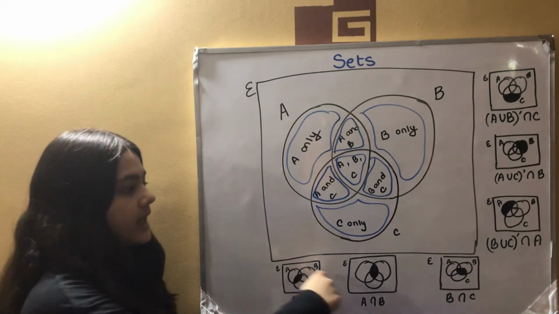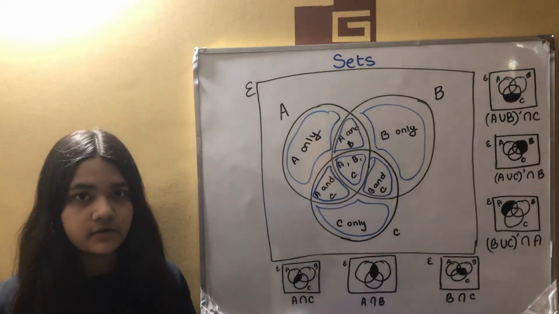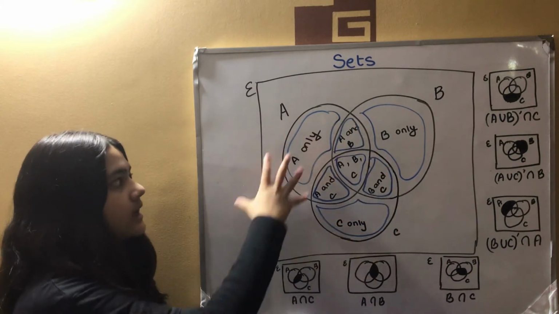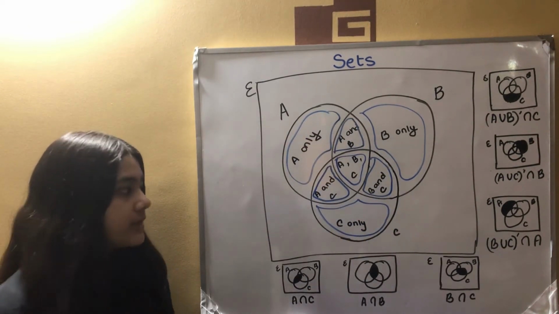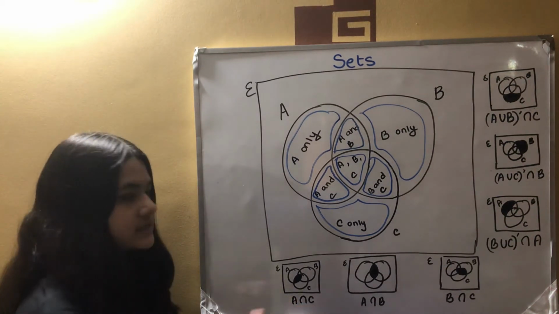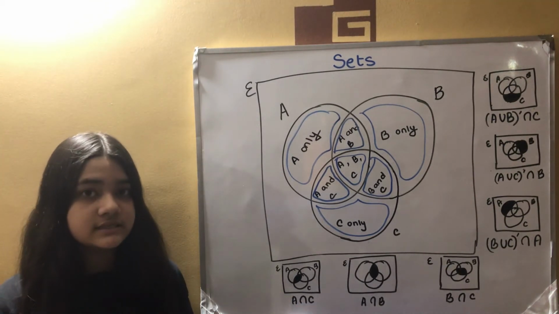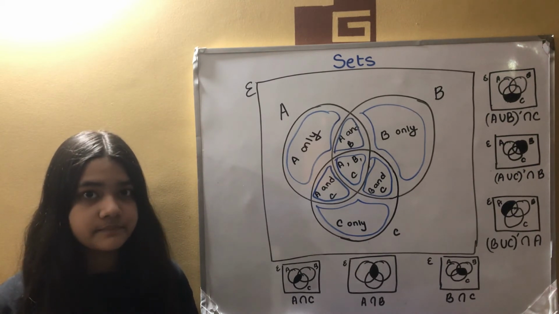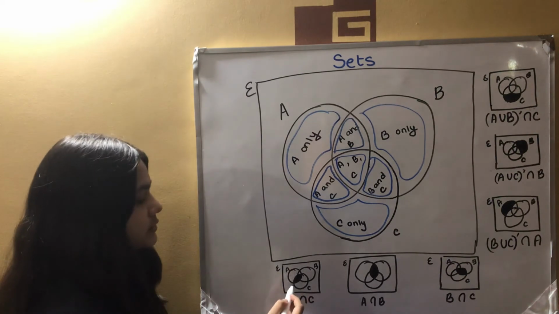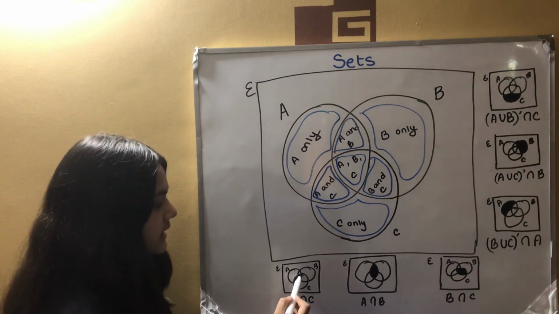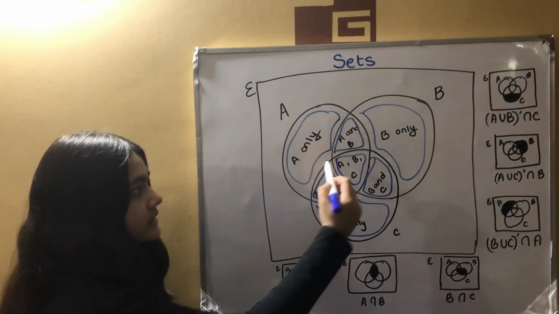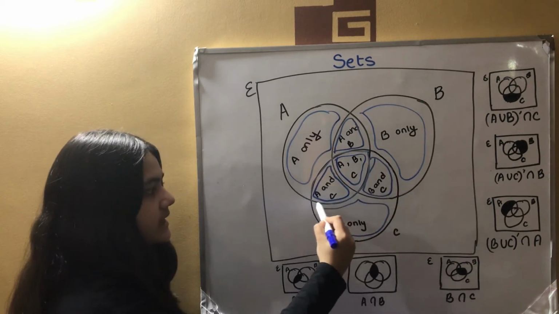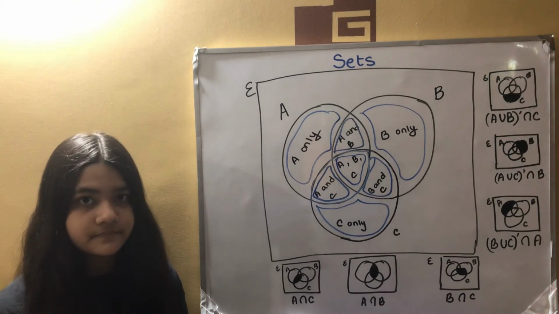Now let's look at these 6 Venn diagrams. These are the miniature versions of this set. And the first one, we have shaded A intersection C. A intersection C means the common part between set A and set C. The common part between set A and set C is this region. That means this region is the common part between set A and set C.